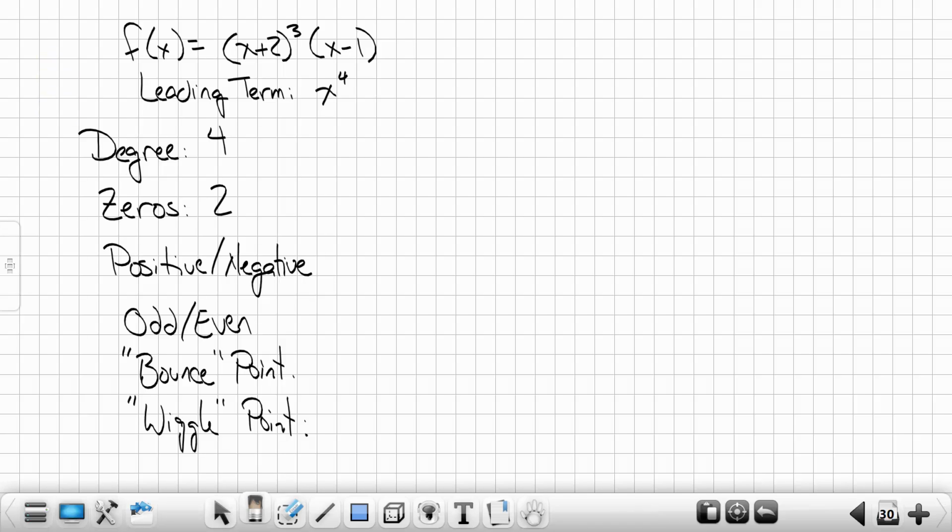We have x plus 2 equals 0 and x minus 1 equals 0. So x is -2 or x is 1. Is it positive or negative? Even or odd? Even, to the 4th power. Is there a bounce point? Is there a wiggle point? All right. Where's the wiggle point at?